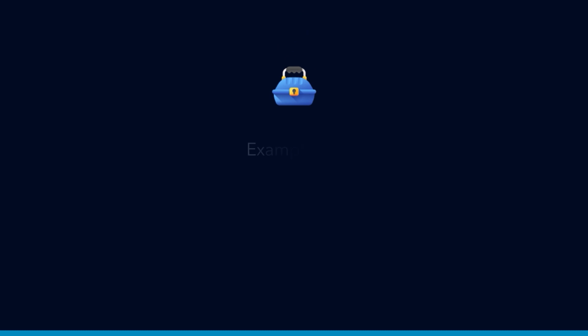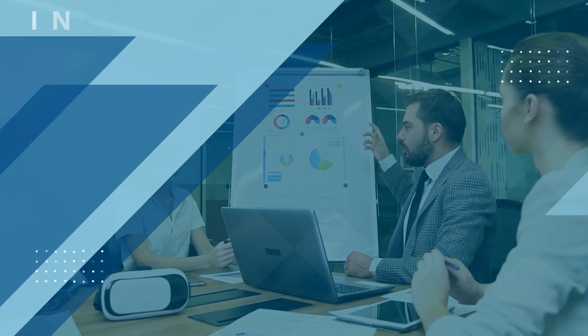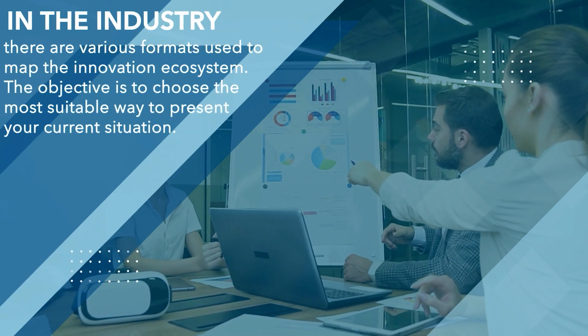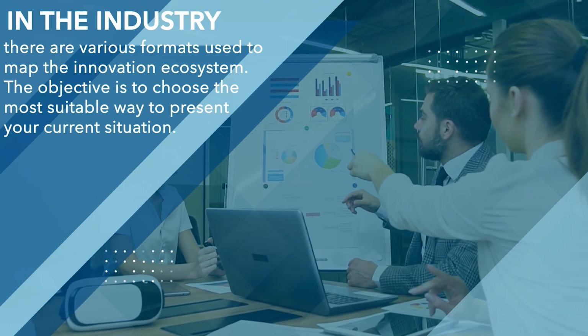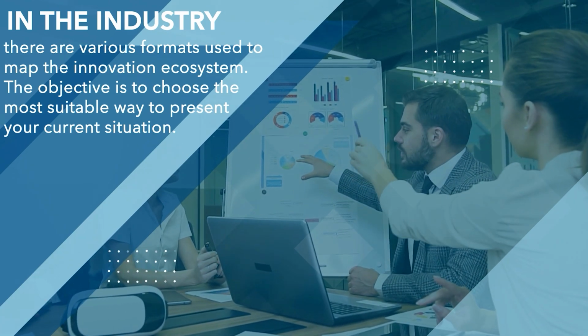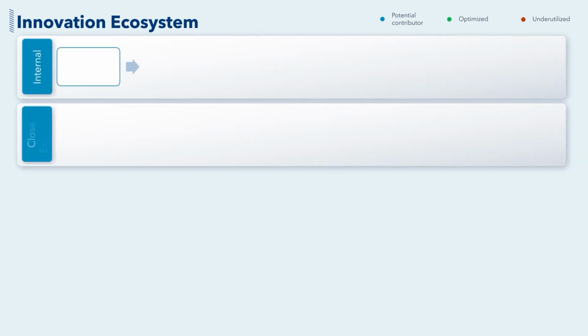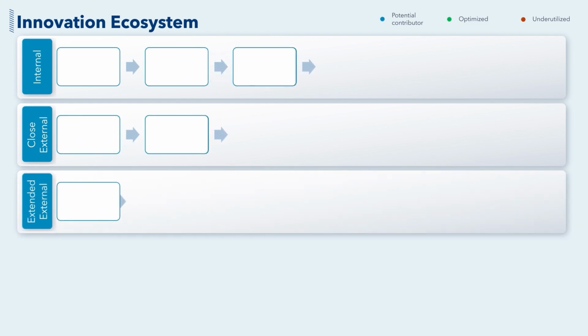Let's look at examples of innovation ecosystem mapping tools. In the industry, there are various formats used to map the innovation ecosystem. The objective is to choose the most suitable way to present your current situation. Notice that this format includes the 3 layers included in the innovation ecosystem. First, the internal layer, then the close external partners, and lastly, the extended external layer.